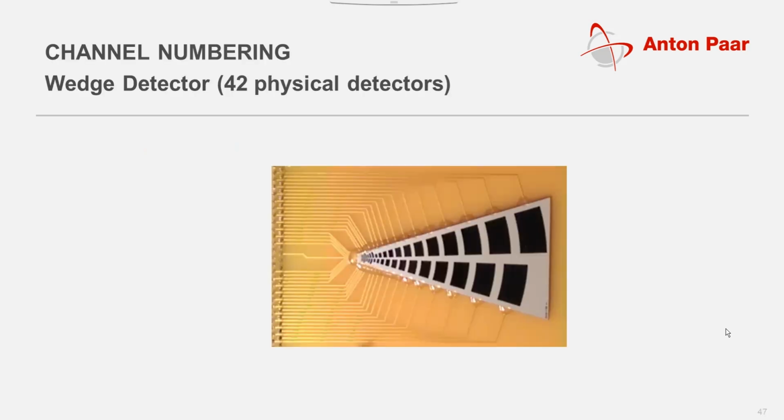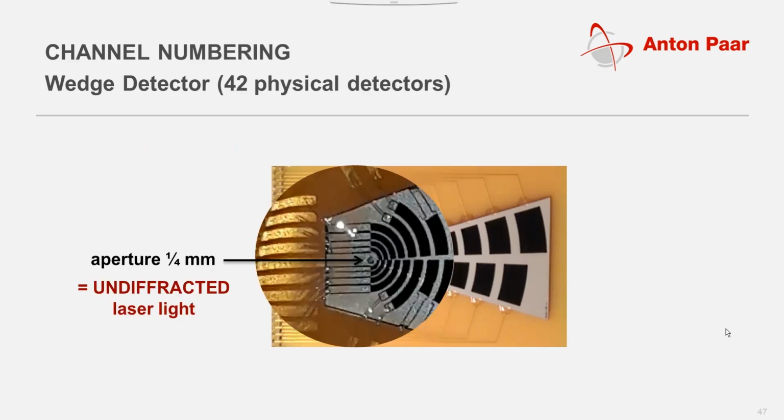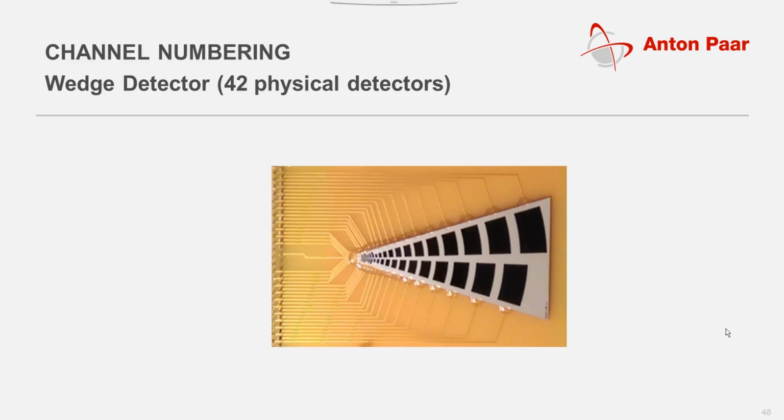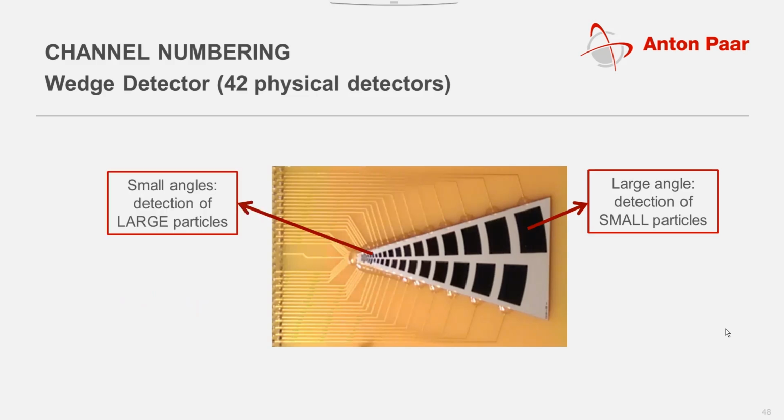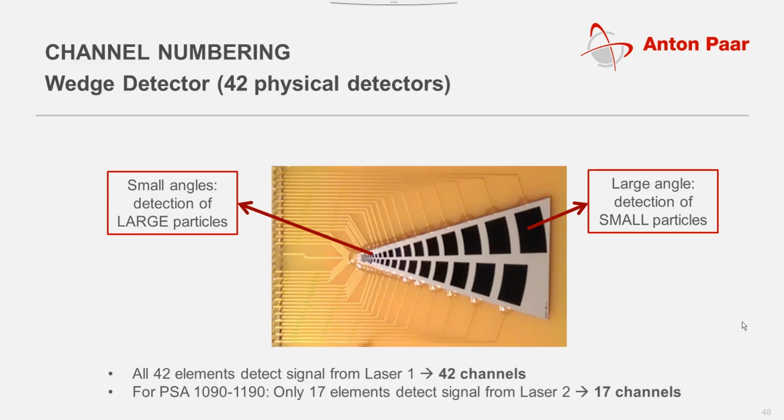You may all know that in the PSA we have a silicon wedge-shaped detector with 42 physical detectors and an aperture of 1/4 mm, where the undiffracted laser light is passing through. The detectors which are placed at large angles are for the detection of small particles, while the detectors placed at small angles are for the large particles. All 42 elements detect signal from laser 1. For PSA 1090 and 1190, only 17 elements of the 42 are used to detect signal from laser 2.